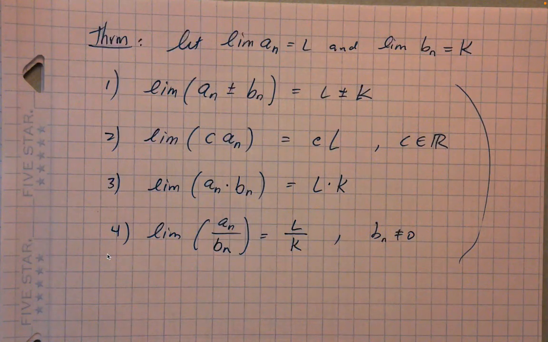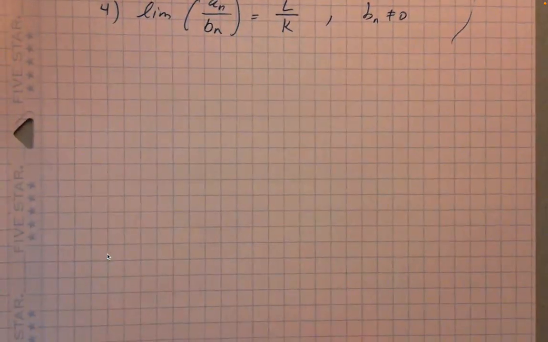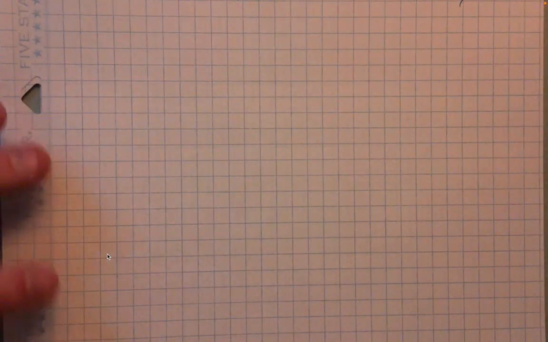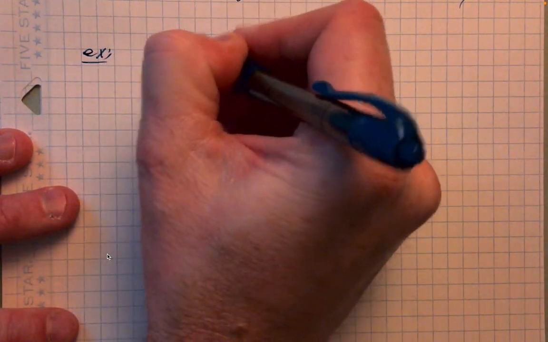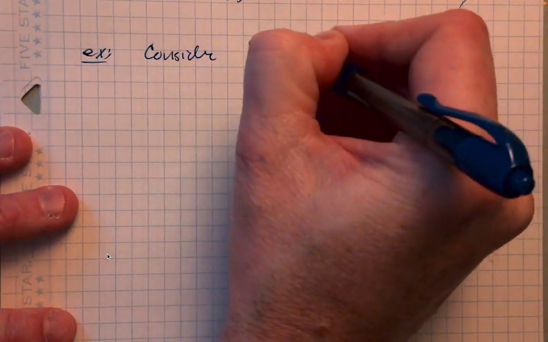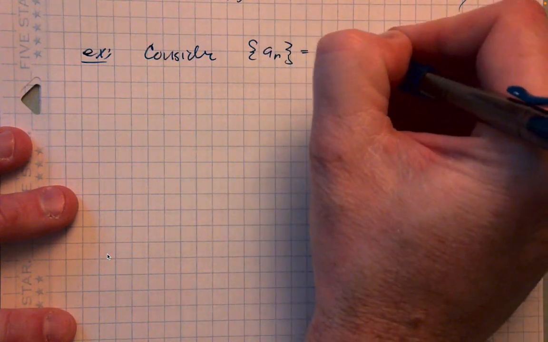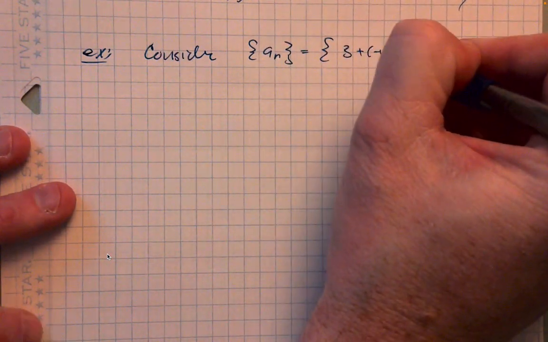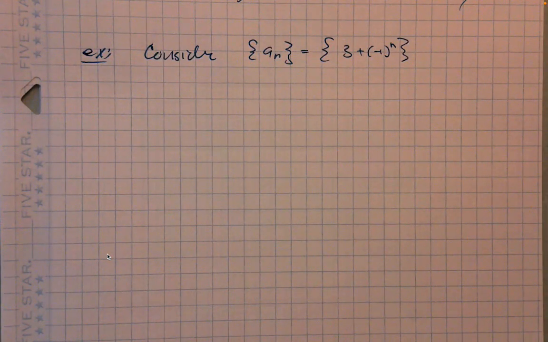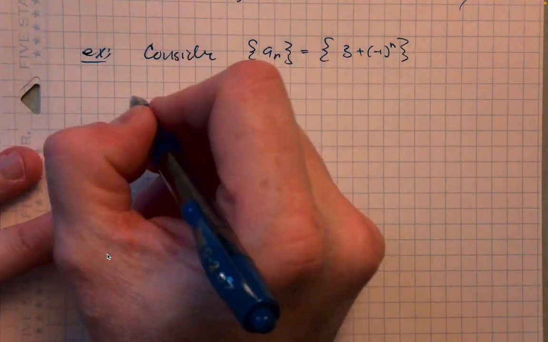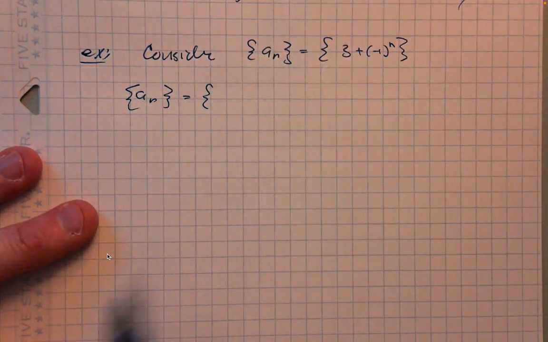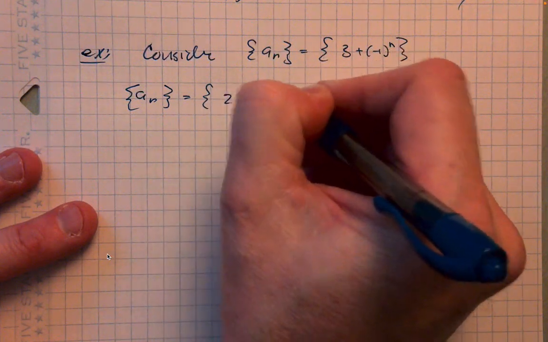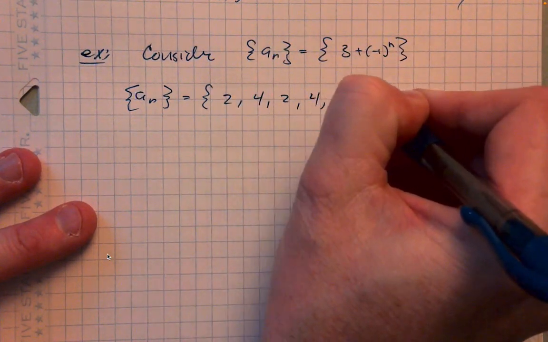Okay, let's do some examples where we try to figure out what the limits are, if there is one. We'll start with a simple one. Let's consider the sequence a of n equals 3 plus negative 1 to the nth power. Right, so what about this guy? We saw this one. This is one of our introductory examples. So we said there that the early terms were 2, and then 4, and then 2, and then 4, and so on, right?